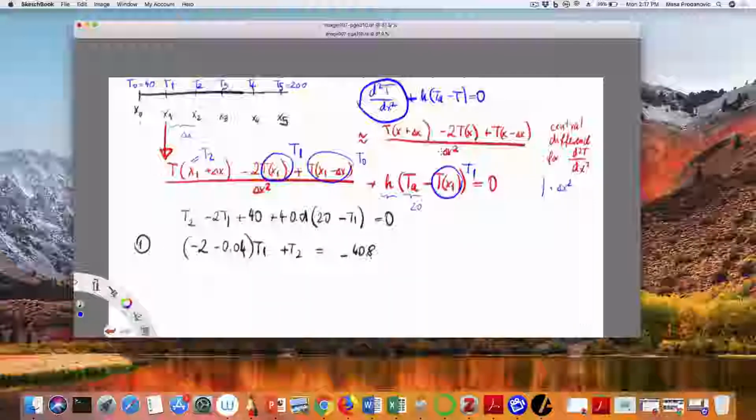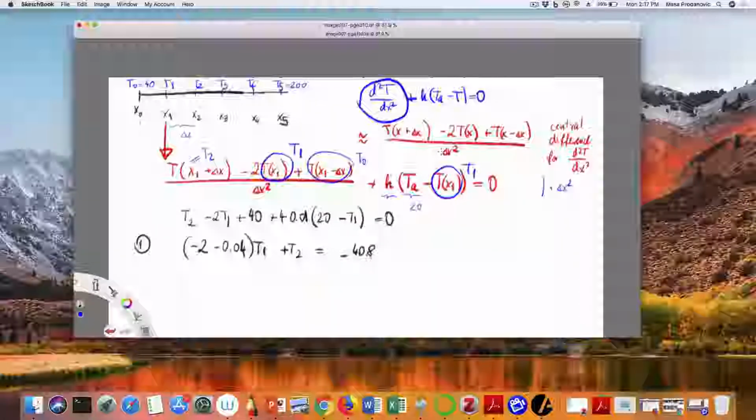Otherwise, if this H was 0 and I had a completely insulated situation, then my solution would really just say d squared T over dx squared equals 0. The solution to that is a linear function. I don't even necessarily need a differential equations class to solve that. Okay? So it's simply a first order polynomial. And that means just a linear function from T0 to T5. However, that's not the case. It's not insulated, so I'm going to have some heat losses, and I want to predict how bad they are.